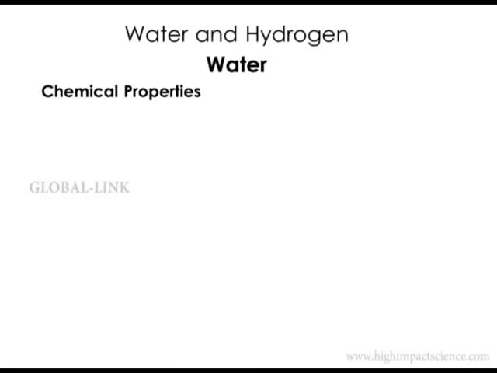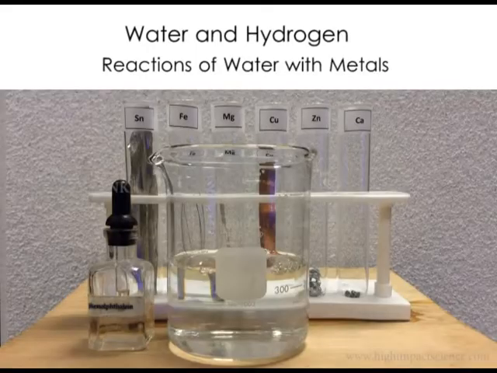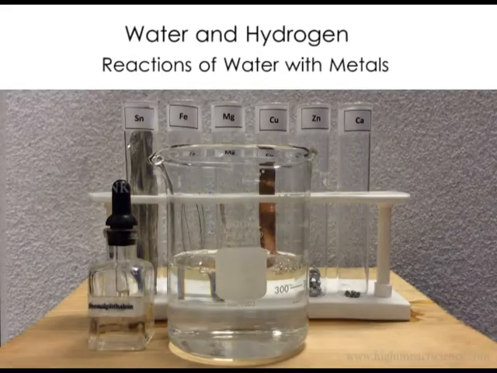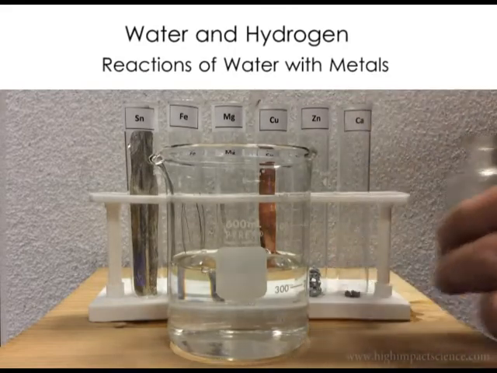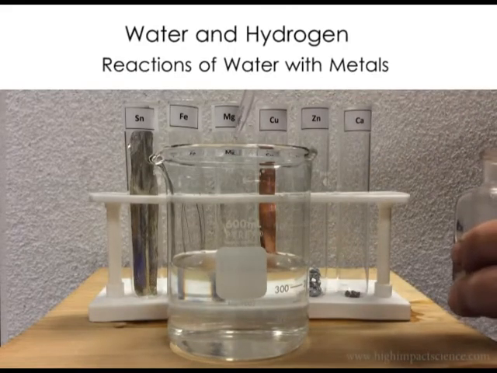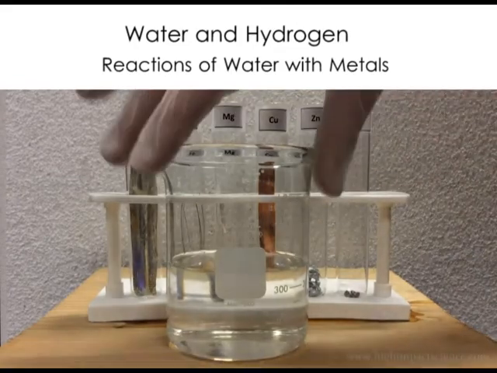Chemical properties of water. We start with reactions with metals. Now, different metals react at different rates with water. Let us compare the reactions of water with these metals: tin, iron, magnesium, copper, zinc, and calcium. We also want to test for the acid-base properties of the product, so we need an indicator. We first add a few drops of phenolphthalein indicator in the water. It is colorless in neutral solutions.